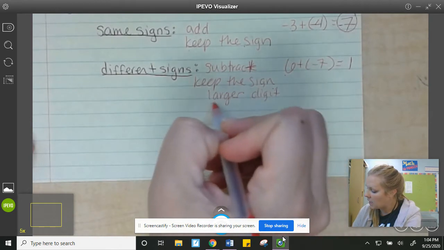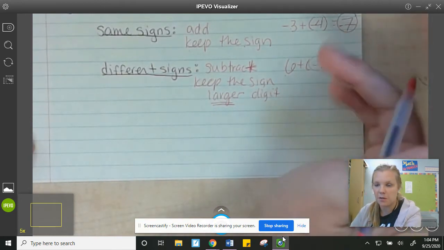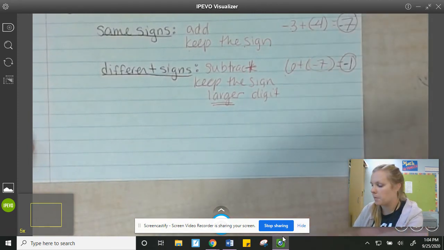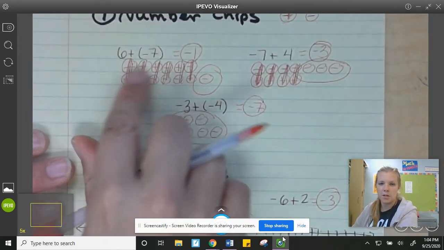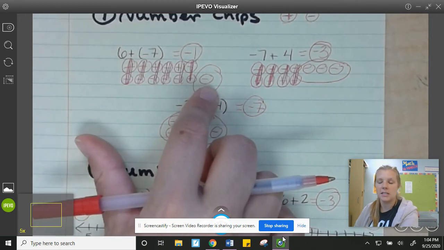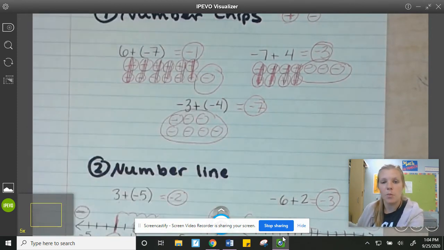And then we take the sign of the larger digit. This -7 is bigger, like 7 is bigger than 6. So this answer is negative because that was a negative number. If we think about our number chips, the bigger number is always going to be the one with the leftovers. And so that's why we're going to take the sign of the larger digit, because the number chips that are left over after you cancel the 0 pairs tell us the sign of the answer.